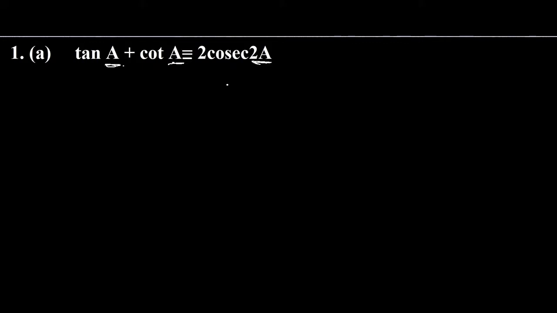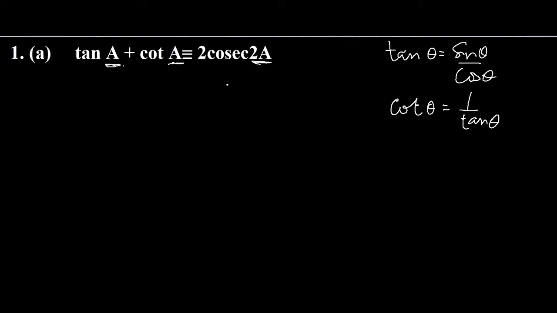Tan A and cot A don't have anything in common, and it is difficult to merge them. So the best option is to use the identities we know about tan and cot. Tan theta is sine theta over cos theta, right? And cot theta is 1 over tan theta, the reciprocal of tan theta. So reciprocal means we can write cos theta over sine theta. So these two identities we have to use, and one angle has to become a double angle.